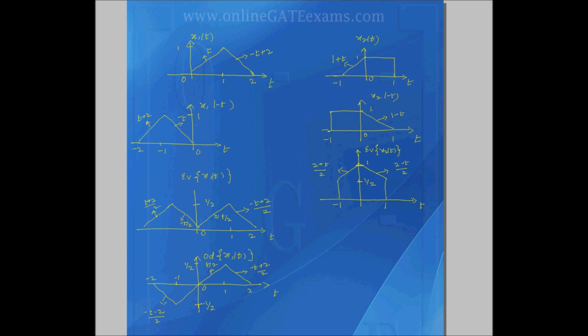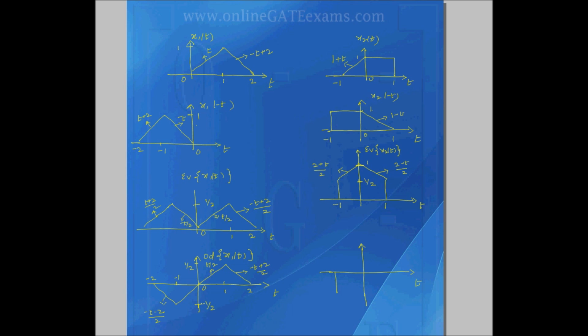Similarly, let us try to plot the odd part of x2 of t. How does that look? Let us take this to be t. Now what is the odd part? x2 of t minus x2 of minus t, divided by 2. So what will happen? From minus 1 to 0, this is 1 plus t, and this is 1. If you subtract 1 from that, I will get just t. So how does that look? It is t, and your overall signal should be divided by 2.